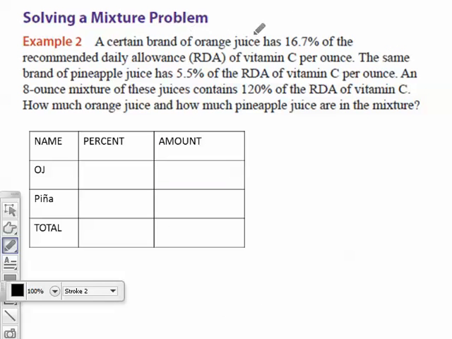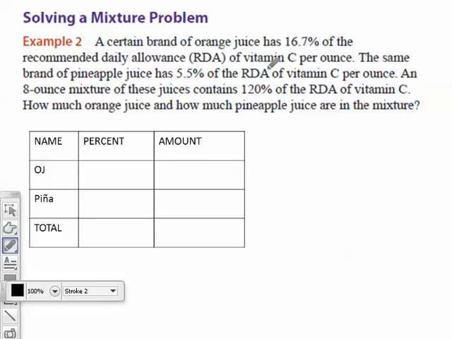A certain brand of orange juice has 16.7% of the recommended daily allowance of vitamin C per ounce. Wow. The same brand of pineapple juice has 5.5% of the RDA of vitamin C per ounce. Okay? An 8-ounce mixture of these juices contains 120% of the RDA of vitamin C. How much orange juice and how much pineapple juice are in the mixture? Well, you know what?